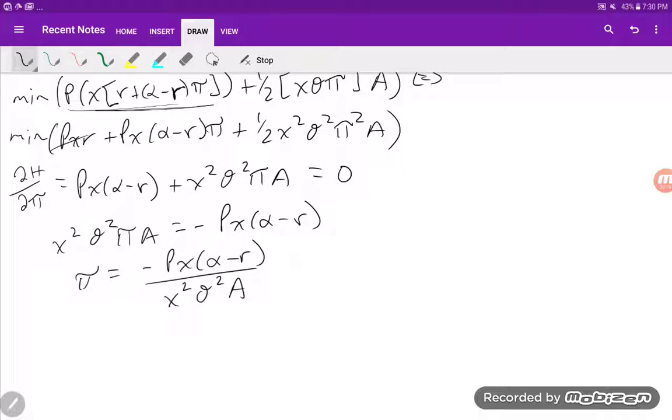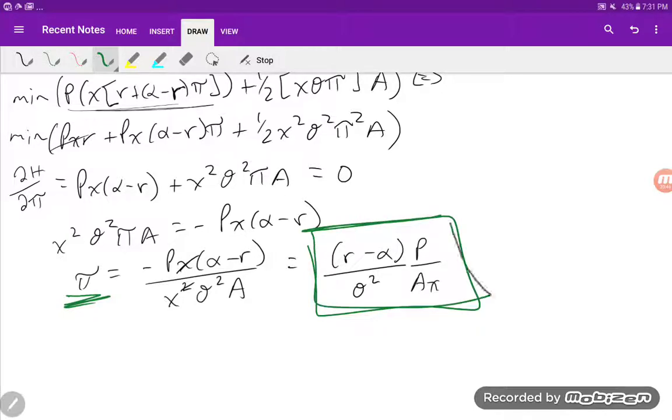And I want to rework this a little bit just to get it into a nicer form moving forward. I'm going to say that this is also equal to r minus alpha to get rid of that negative. And then obviously note that that x cancels with one of these x's. So we have r minus alpha over sigma squared times p over ax. So that's the form that I like to use moving forward.